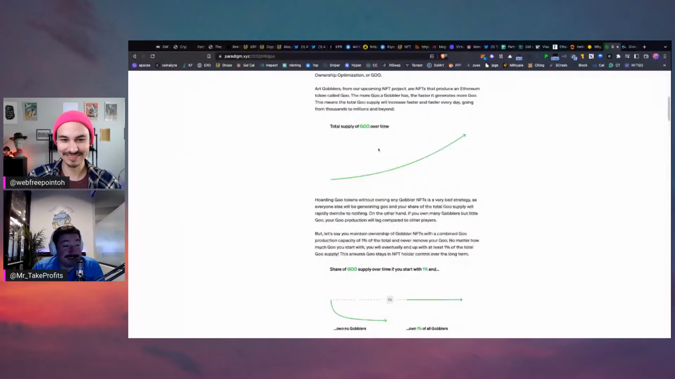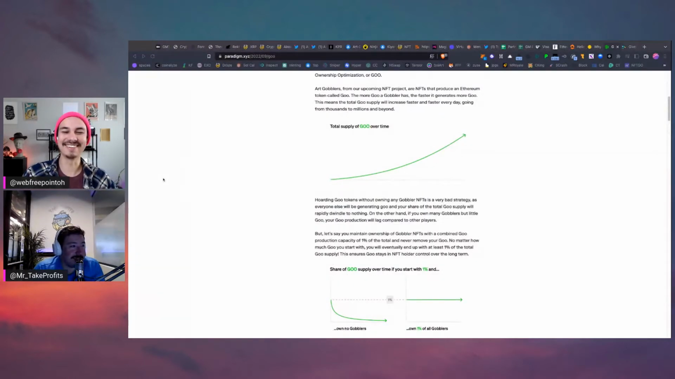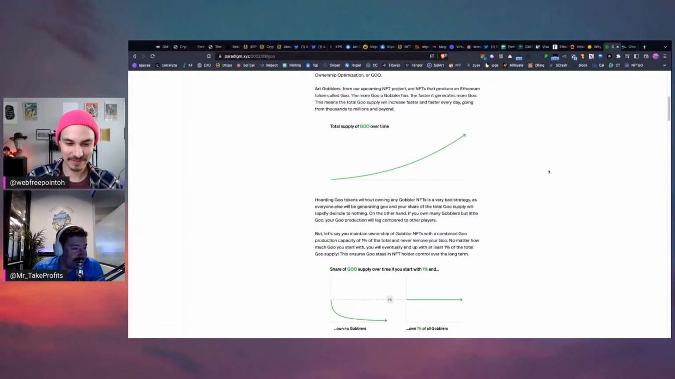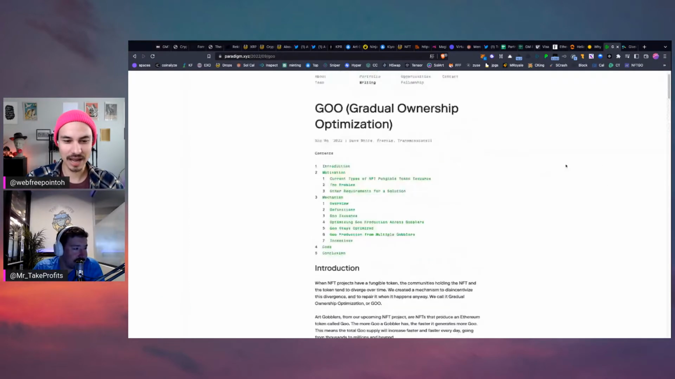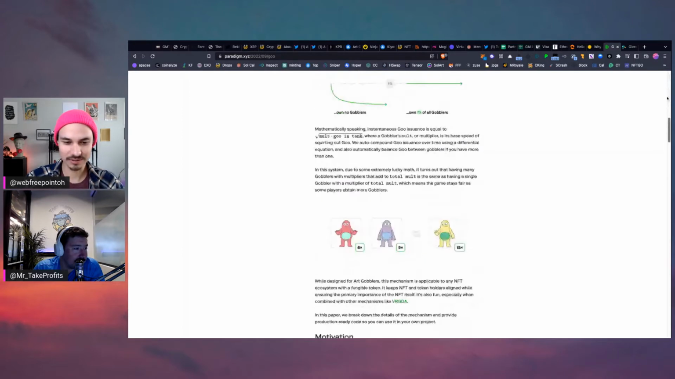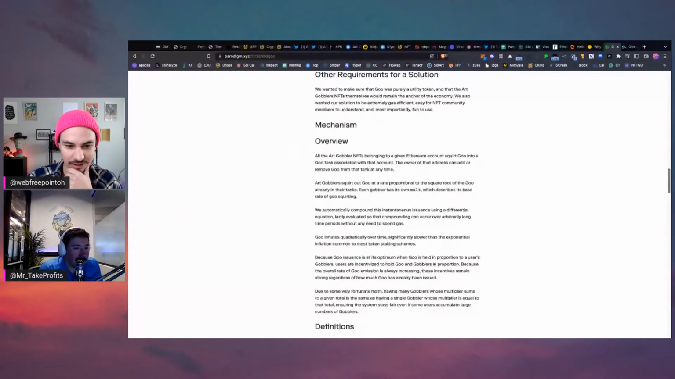Sick. I mean, look at that. It's big. Oh, yeah. That's the supply of goo. I still have not read through this and figured this whole thing out. As far as I can tell, so here we'll just do the overview.